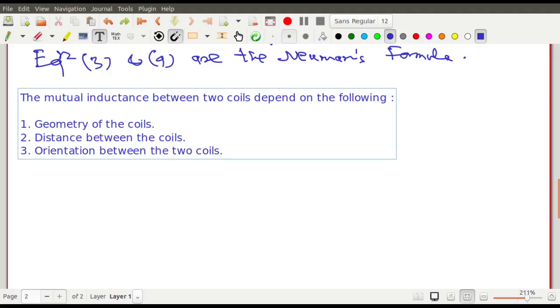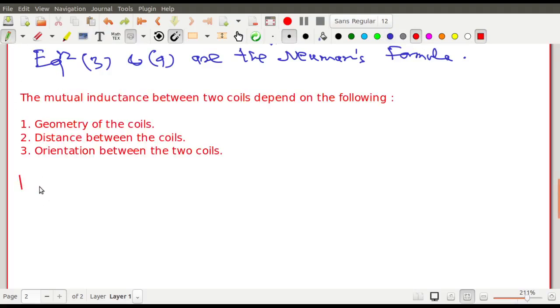So these are the three factors on which the mutual inductance between two coils depends. Number one is geometry of the coil, number two is distance between the coils, and thirdly it is the orientation of the coils. So distance and geometry people basically understood, but orientation some people miss it out. Orientation টা miss হয়ে যায় because the dot product is somehow hidden. So এইটুকু অবধি থাকলো. এবার আমি তোমাকে বলে দিচ্ছি যে নিউম্যানস ফর্মুলা, সরি, what is the reciprocity theorem?